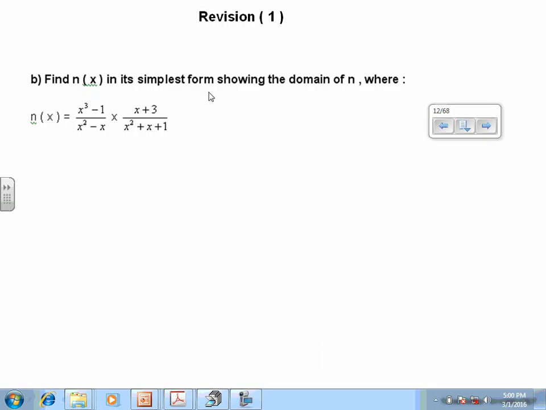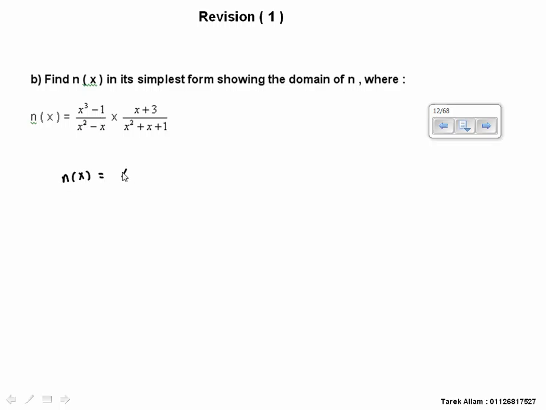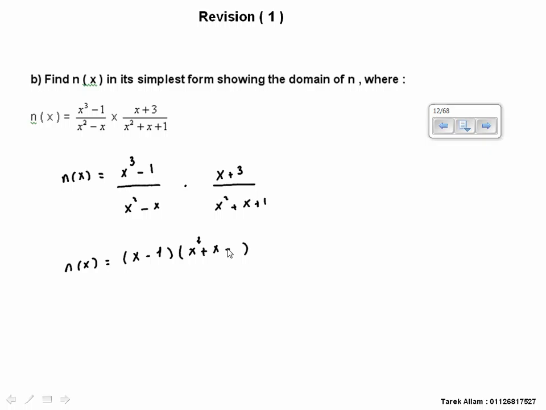Next question is find n(x) in its simplest form, showing the domain of n, where n(x) equals x to the power of 3 minus 1 over x squared minus x, times x plus 3 over x squared plus x plus 1. So let's simplify n(x). The first fraction is a difference between two cubes, so I will make a small bracket and a large one. I will take the cube root of x to the power 3, which equals x. The sign is negative. Cube root of 1 equals 1. In the large bracket, I will take the square of x, and I will change the sign, it will be plus, and 1 times x equals x, and I will put plus in the last term. I will take 1 to the power of 2 equals 1.